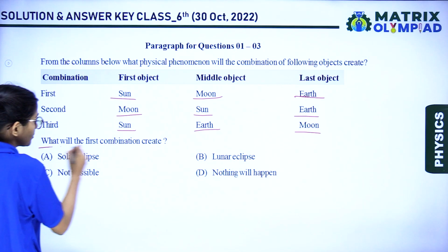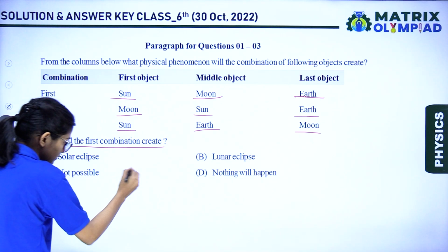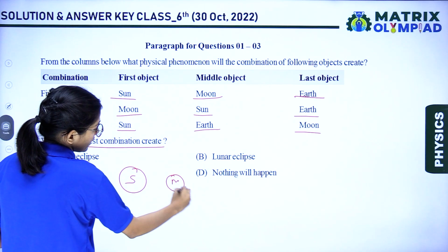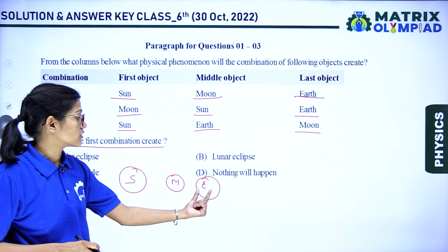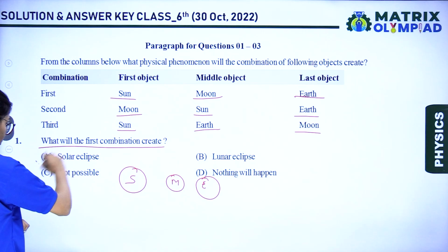What will the first combination create? In the first combination, the first object is sun, the middle object is moon, and the last object is earth. In this situation, the sunlight is blocked by the surface of the moon, so the shadow of the moon is formed on the surface of the earth. This combination is known as a solar eclipse. So for our first question, our answer will be A.